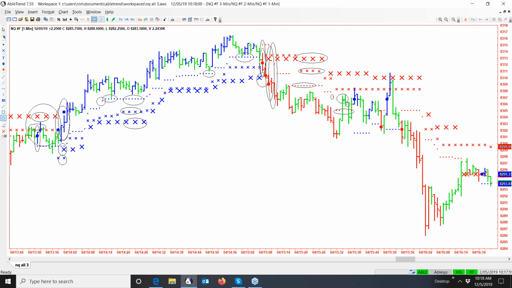It goes through the first red dot, goes to the second one. Also, the bar turned to blue right there. So either way, you're out. But in that particular case, that was about a 5 or 6 point winner.